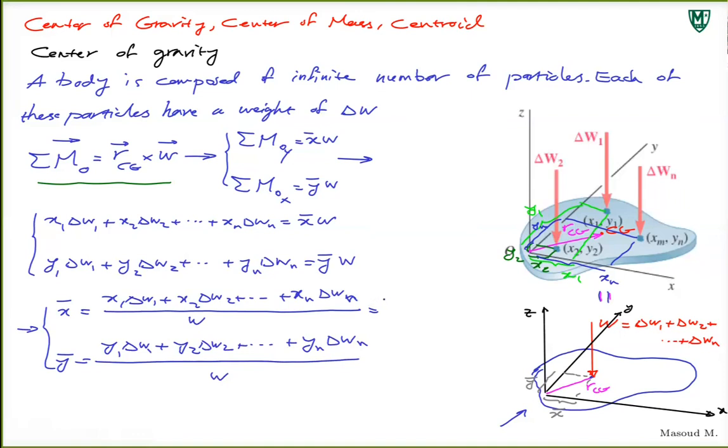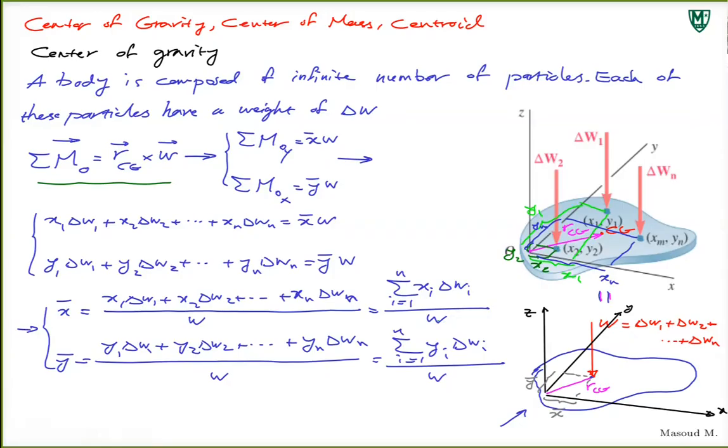This is nothing but you can write it as a summation, right? Summation from i equals 1 to n of xi delta wi over W, and summation from i equals 1 to n of yi delta wi divided by W. Now, where am I going with this, right? Bear with me a few more minutes, you'll see where this ends.